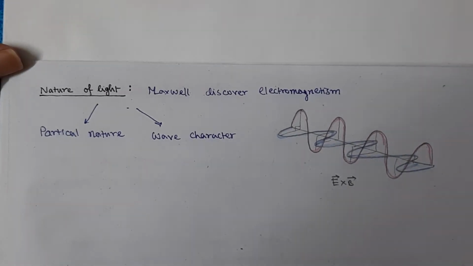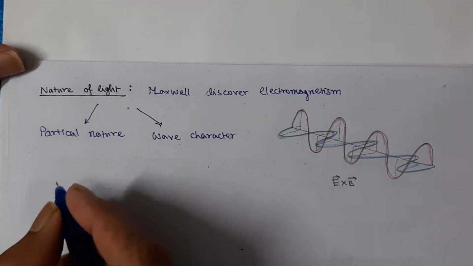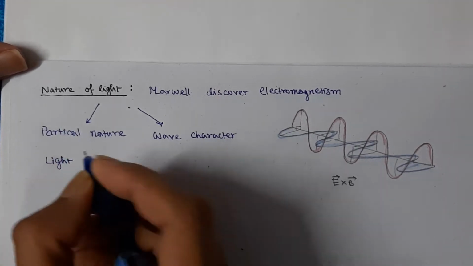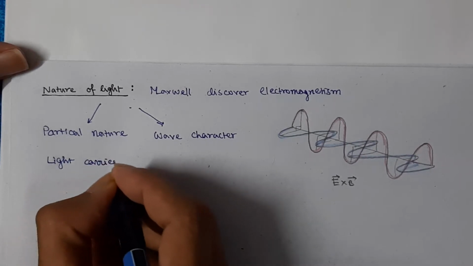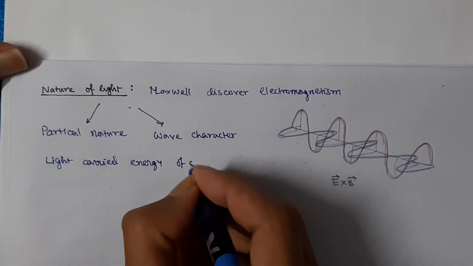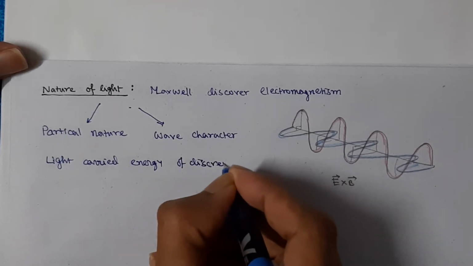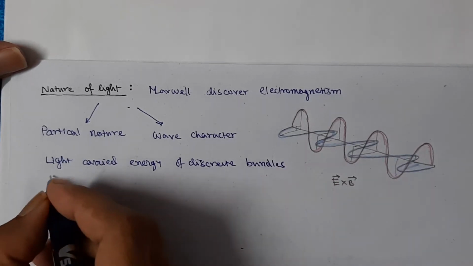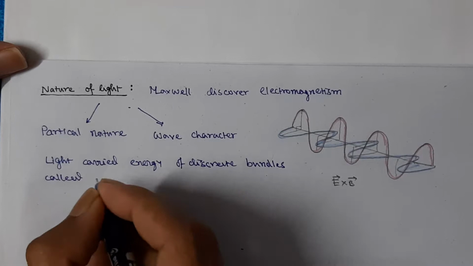Scientists saw that light carried energy in a packet, a discrete bundle, which is called the photon.